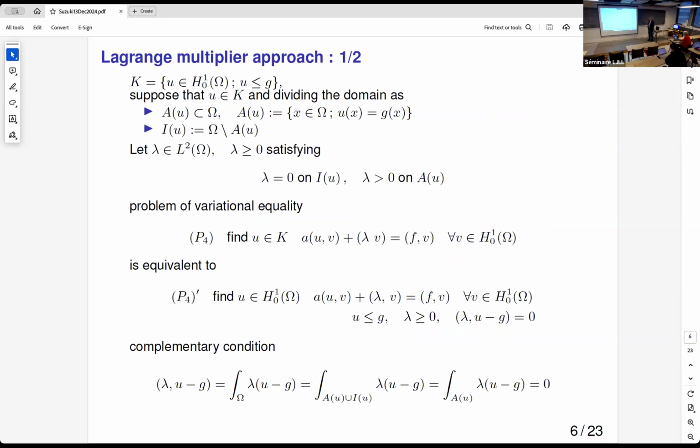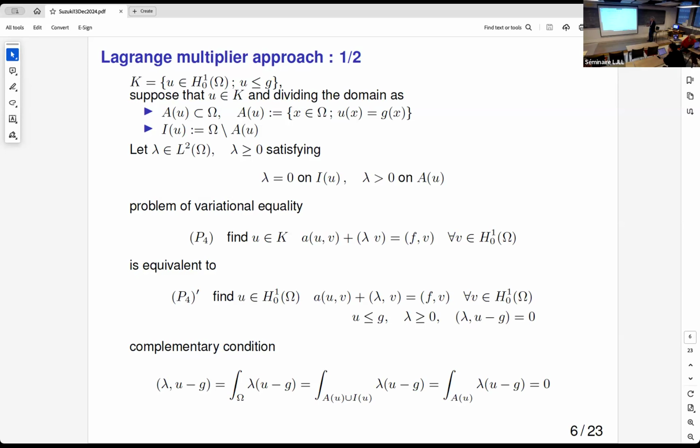Then the idea is to introduce a Lagrange multiplier, lambda, if we define the active set and inactive set. In the case of the active set, that means the constraint is completely satisfied. Sorry, not yet here, but maybe first I need to explain this integration. The first one is I can write this equation with a Lagrange multiplier.